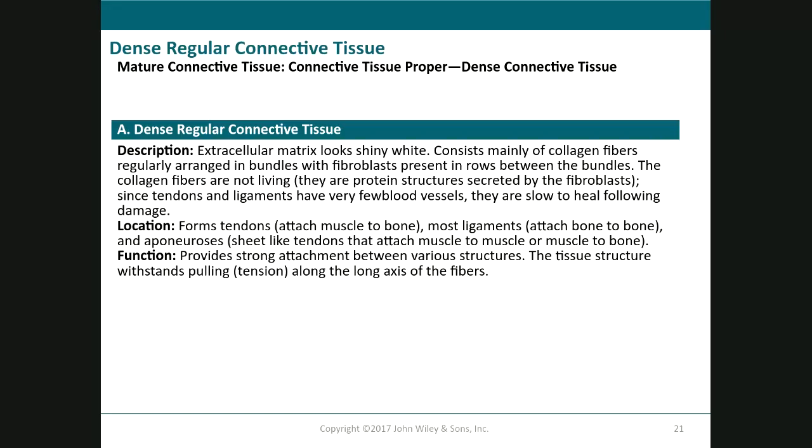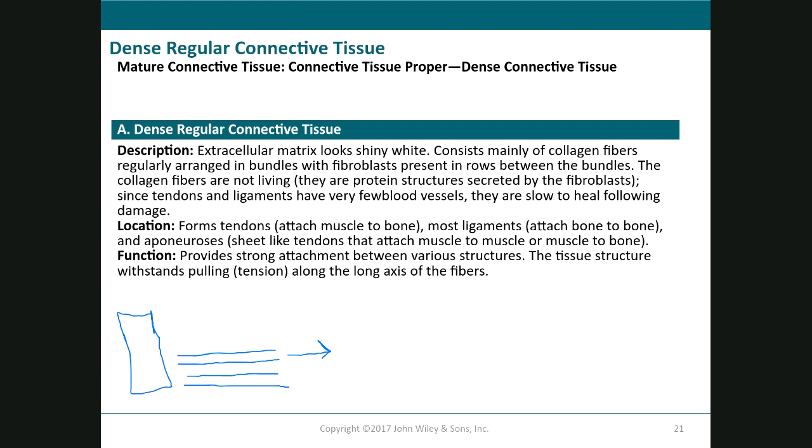So let's look at the first one, dense regular connective tissue. In this one, it's made up of collagen fibers, and all these collagen fibers are arranged in bundles right next to each other. The important thing about this is it aids in very high tensile strength. So when these fibers, for example, connect to a bone, you can pull on this tissue and it's not going to tear away that easily.